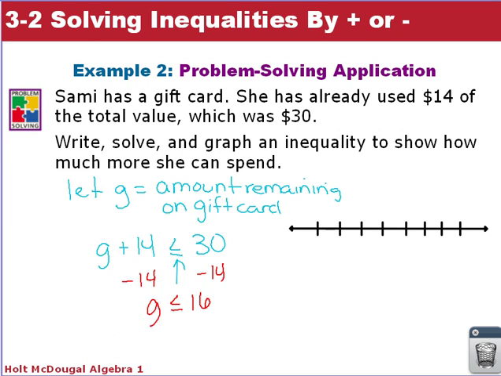Solving the inequality for G, we subtract 14 from both sides. We want to solve for G. G is less than or equal to $16. She can spend up to $16 more on her gift card.